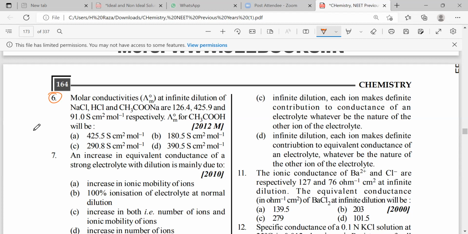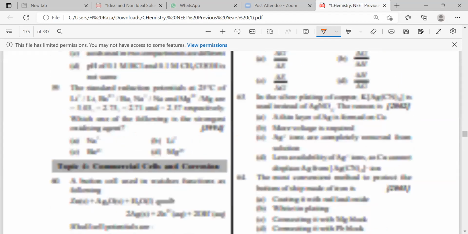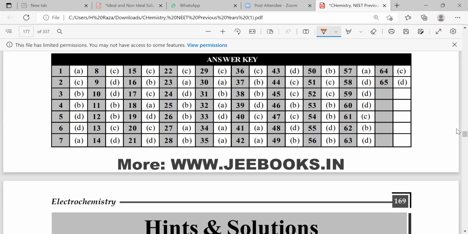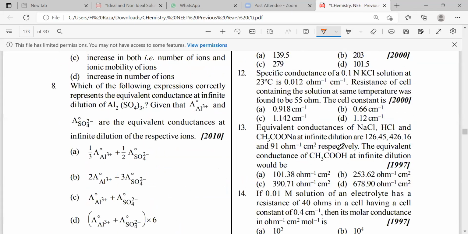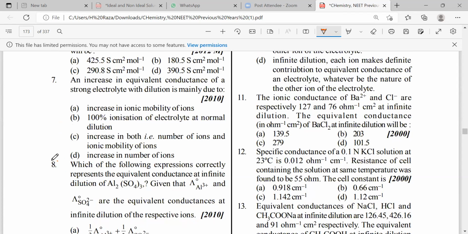Sir, is the answer D? D, I think it's the right answer. Yes, it's D. Can you solve question number 8?